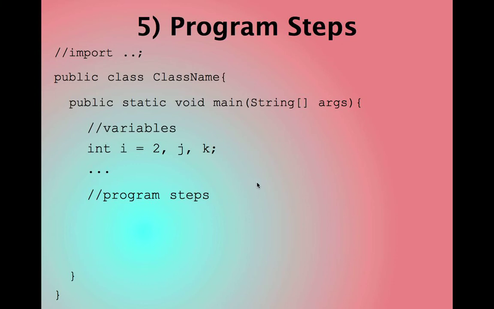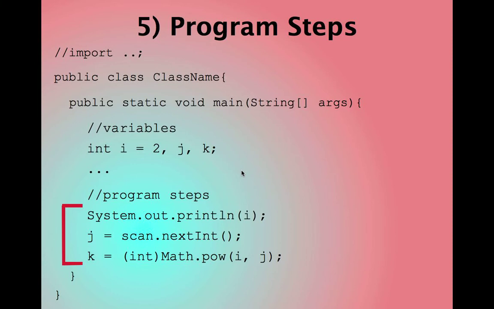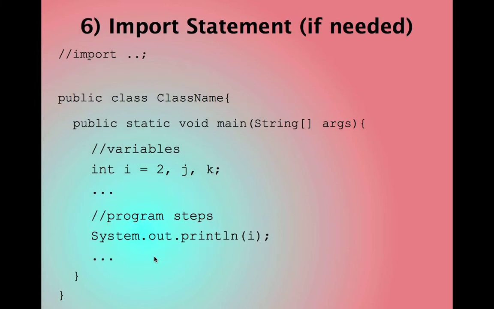Now, underneath your program steps comment, you'll want to put in actual other steps of your program other than your variable declarations. Like so. See, we have a print line comment. We're taking in input from the user and assigning that to the variable j, and then we're using that data to calculate another value, casting it to an int because k is an int, and we are assigning that resulting value to k.